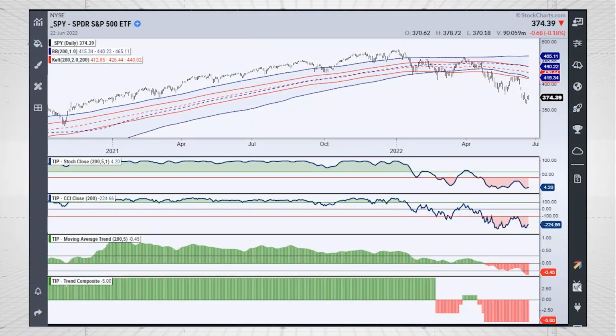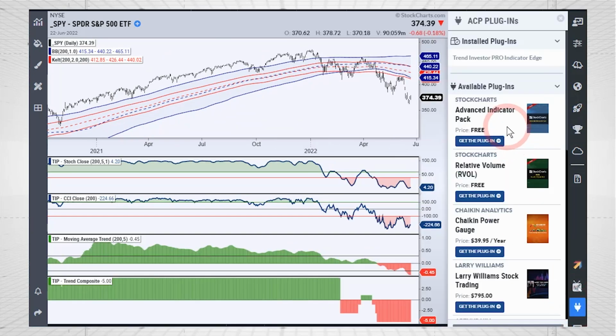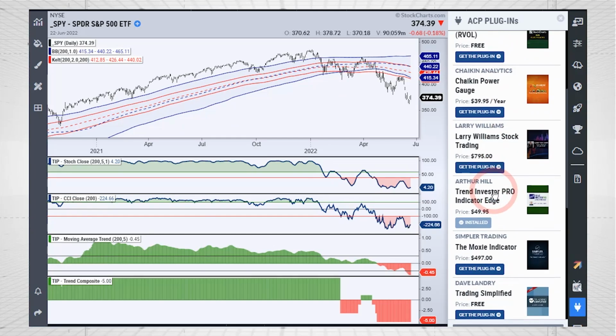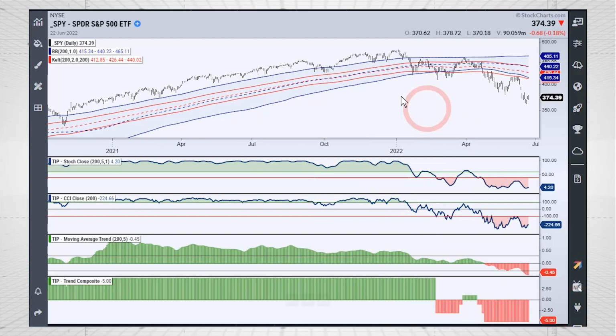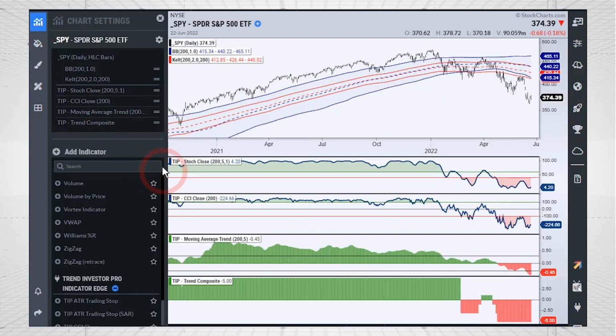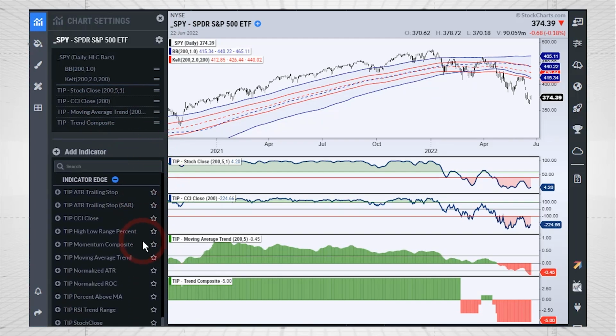So here I've made some adjustments, and I put all the indicators on 200 days. And by the way, if you're interested in the Trend Composite, down at the bottom here you have the plugins icon, and there you can see the Trend Investor Pro Indicator Edge plugin. Then over on the left at the top, you can open up the chart settings window and scroll down to see all the indicators available in this plugin, including the ATR trailing stop.